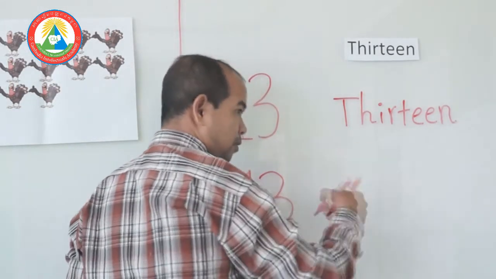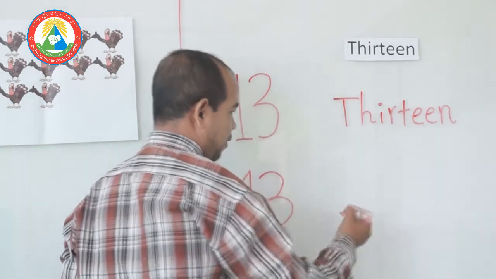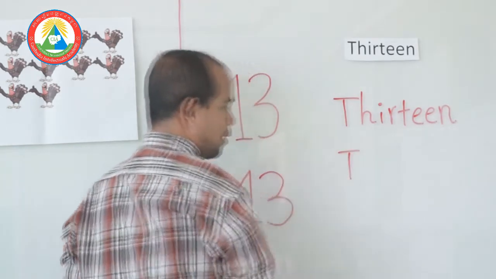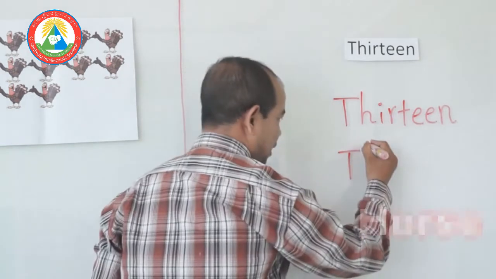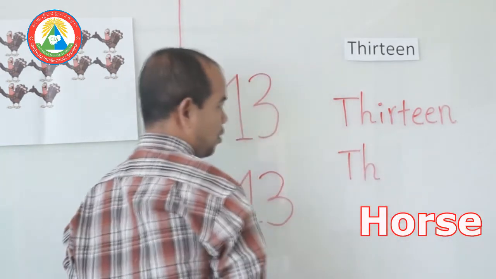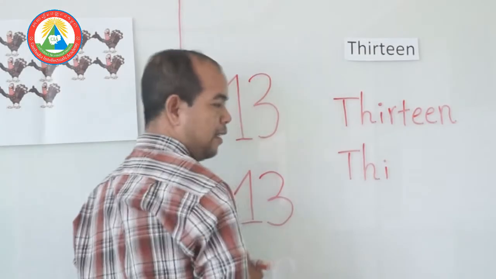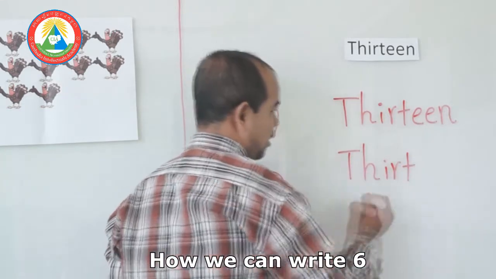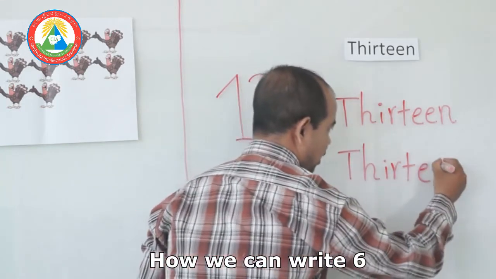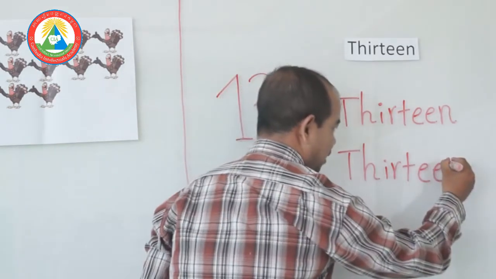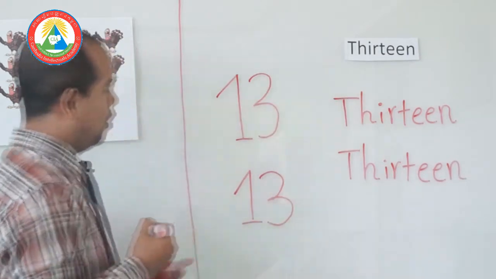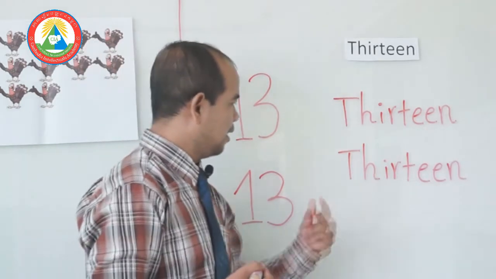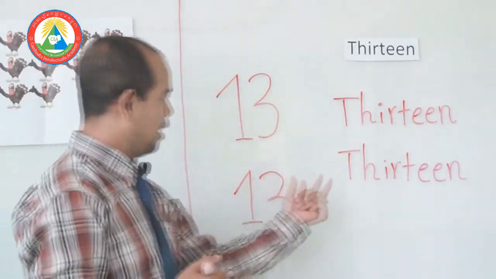Look at me, look at my right hand very carefully, everyone. I start writing it. We begin with letter T, and then letter H, and then letter I, next letter R, letter T, letter E, and the last letter is letter N. So we read 13. Yeah, it is the number 13 as a word.